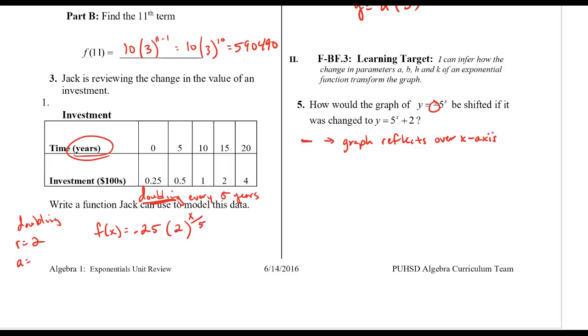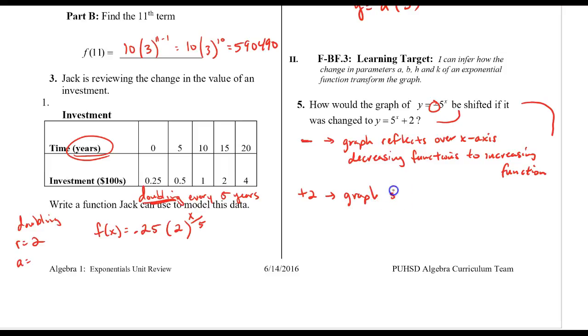Sometimes the vocabulary we use for this is it is a decreasing function, and it turns into an increasing function. So decreasing, the negative means the graph is going to look something like this. For the 5 to the x, it's going to be going up. So it goes from a decreasing function to an increasing function. And then the other thing we have to worry about is that plus 2. That plus 2 means the graph was shifted up 2 units.